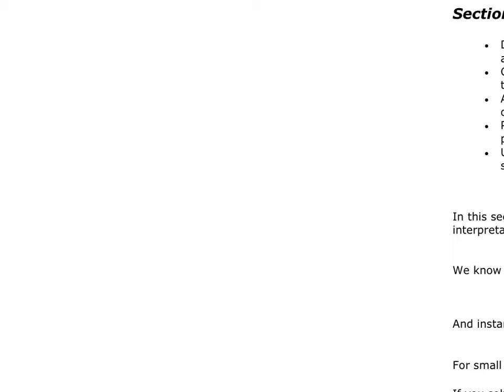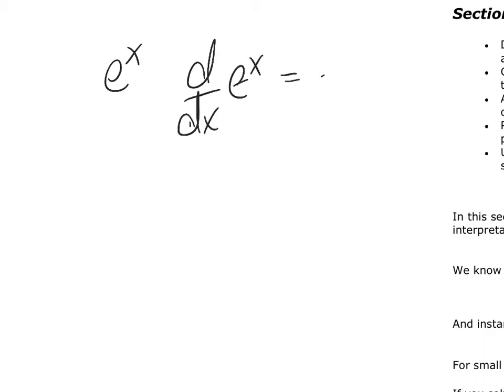Easier later, I guess. So we're just going to do it, right? It's later in this chapter, but we're going to just do it now. e^x. The derivative of e^x is e^x all day long.